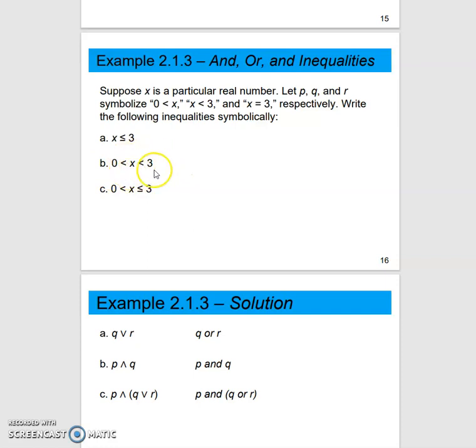As you might recall, if we have 0 less than x less than 3, that is actually an and. We do understand that to be 0 less than x and x less than 3. So I would write that as p ∧ q. And you'll notice I always put the and and the or on the side, just in case you can't quite remember which caret is which. And then last, 0 less than x less than or equal to 3, I'd have p ∧, and you'll notice that q or r I do have in parentheses.